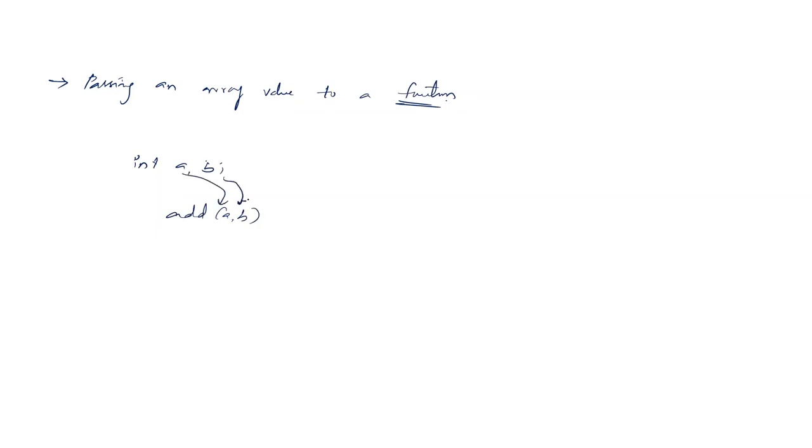So now I'm going to discuss passing an array value to a function. How to pass an array to a function. Up to now we have seen a single element being passed to a function. If there are variables int a, b, I have passed add of a, b, where a is a single element and b is a single variable element.